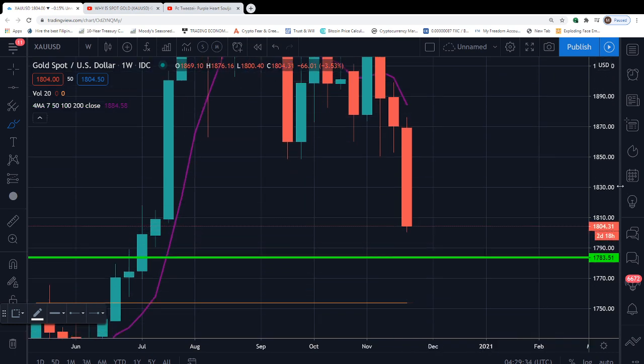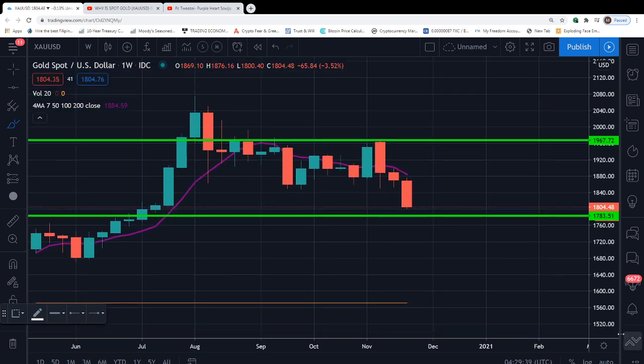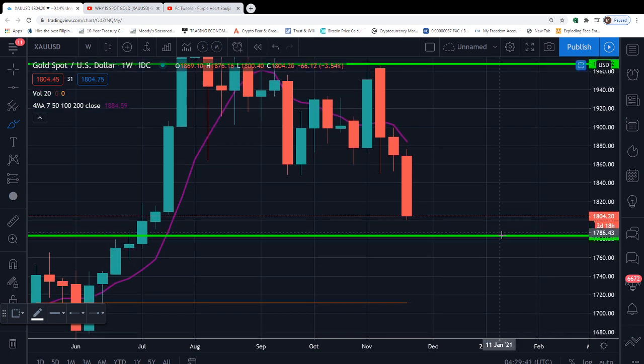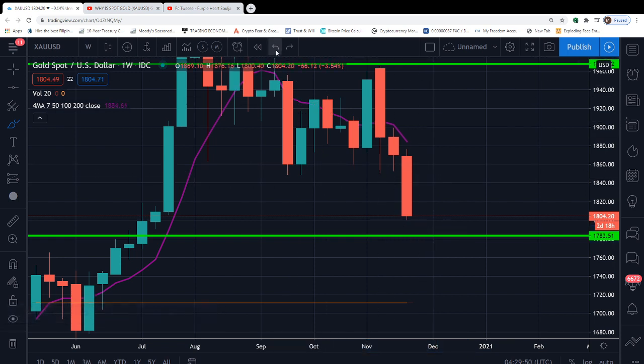Okay, that could change. We still have about 2 days and 18 hours to close this weekly candle. So let's just be patient and see how this plays out. But again, my target, we've already explained that, November the 9th, 1783 is the level that could have potential support in the markets here.